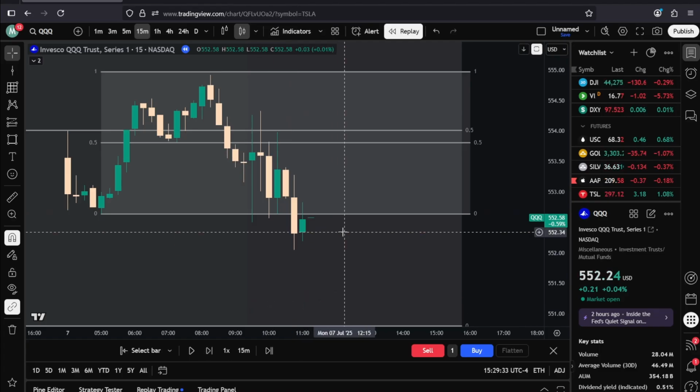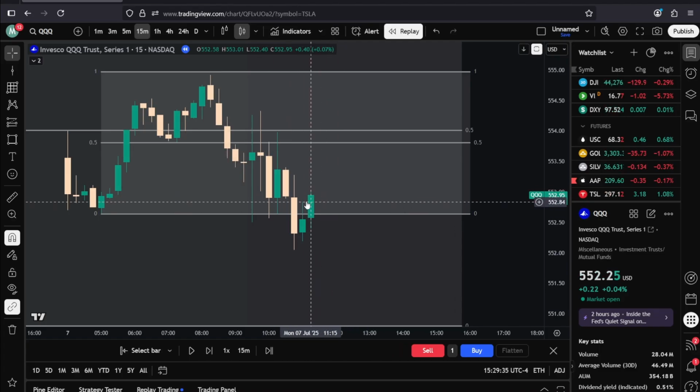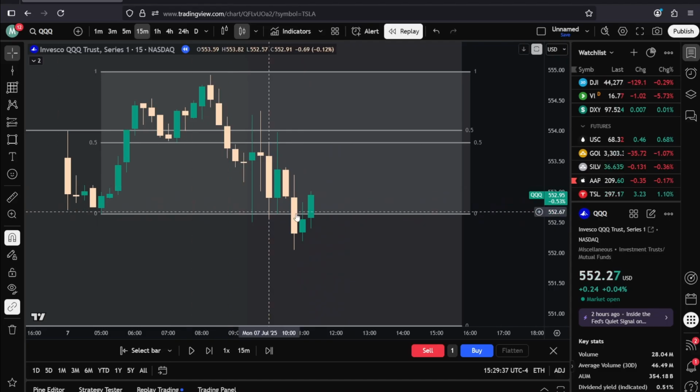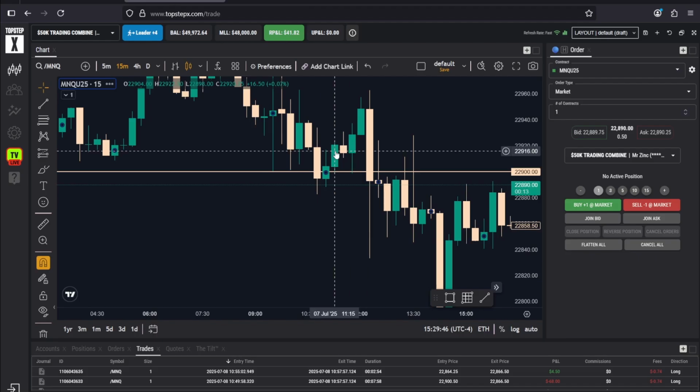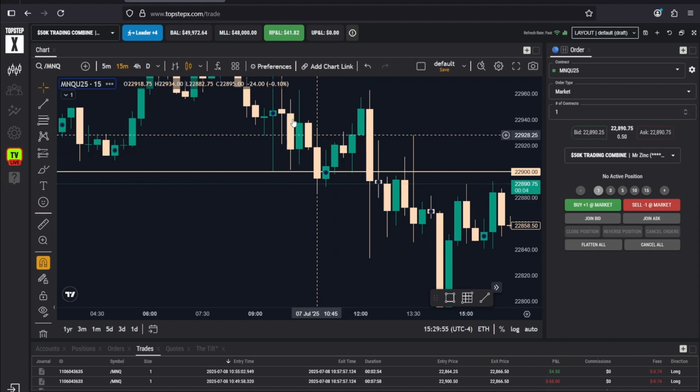Let's take a look at the next candle. That is my stop loss right there. This candle closed over the level that I took. I took shorts at 552.63. This candle closed at 552.94. That's about a 30-cent loss on QQQ. If we correlate that over to NQ, MNQ, that is a stop loss of about 16 points. Not really all that bad for a risk, is it?